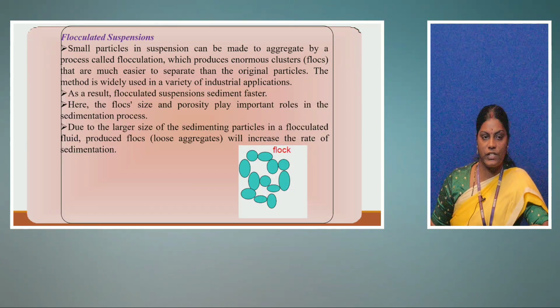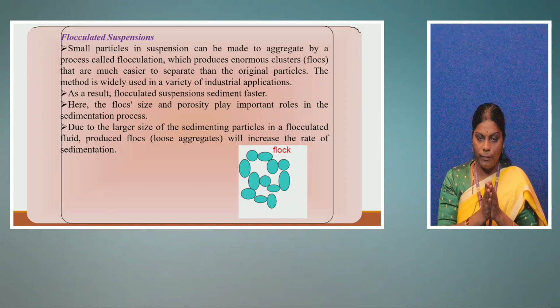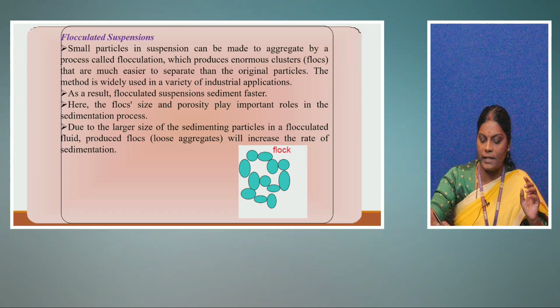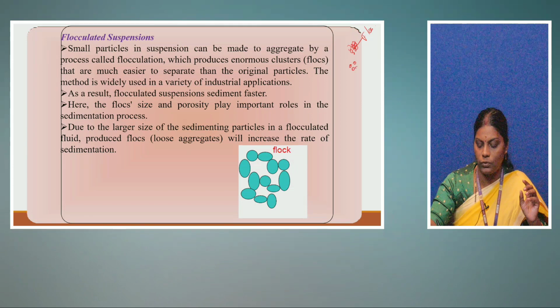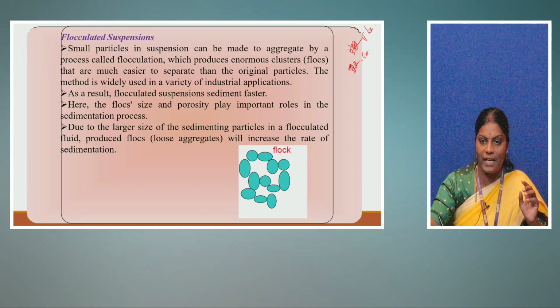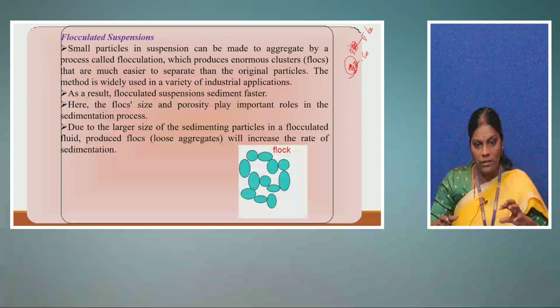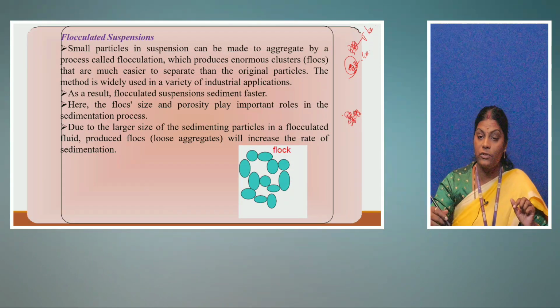Coming to flocculated suspensions, the smaller particles in the suspension form loose aggregate-like structures. Three to four smaller particles form a floccule-like structure, and loose aggregates are formed. This is one floccule and this is another floccule. Cluster formation takes place. Due to the formation of these clusters, the flocs have a larger particle size, and whenever these flocs, these groups of floccules, are formed, they settle to the bottom of the container.